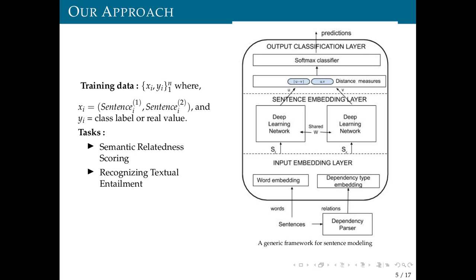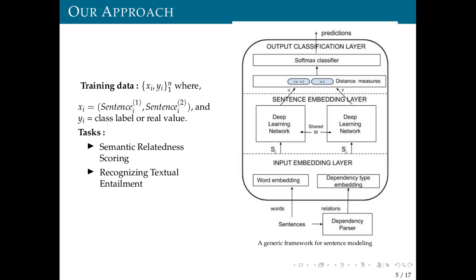Our approach. This figure shows the generic framework for sentence modeling which we have followed. The training data consists of a set of sentence pairs, say S1 and S2, and the output is a class label or a real value depending on the task at hand. So for semantic relatedness scoring, we generate a real-valued score, and for recognizing textual entailment, we generate a class label. Coming to the figure, it consists of three layers.